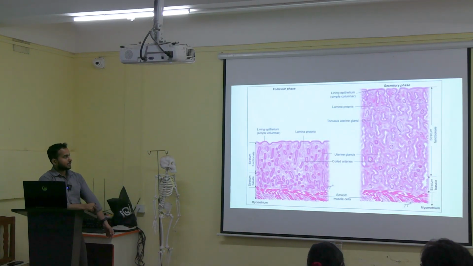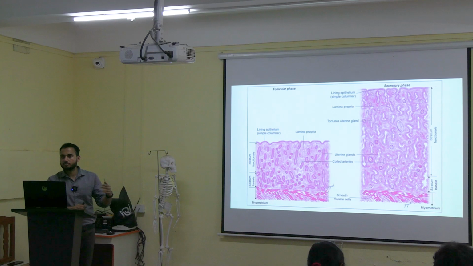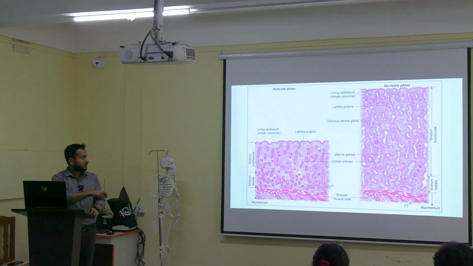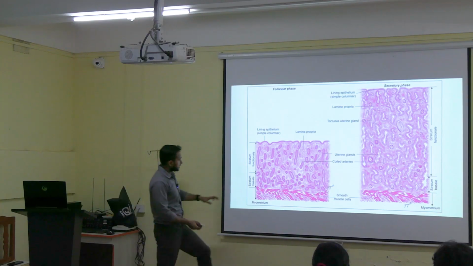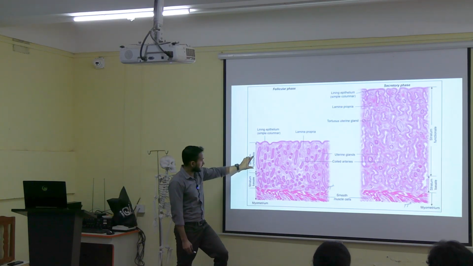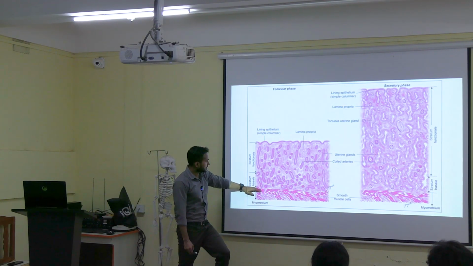Next, these are the diagrams of uterus. Layers of uterus, where you can see the uterus in two different phases. So which phase is this? Follicular phase. And which phase is this? Secretory phase. Here you can see the thickness of the endometrium. This is the basalis, this is the functionalis. So see, the thickness is less.